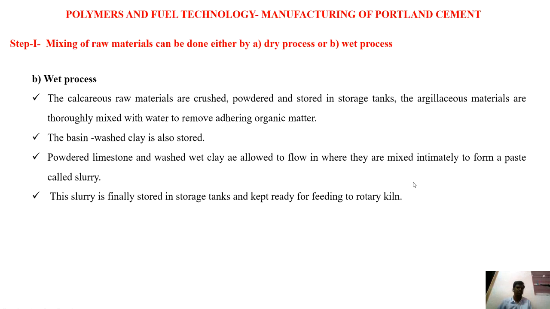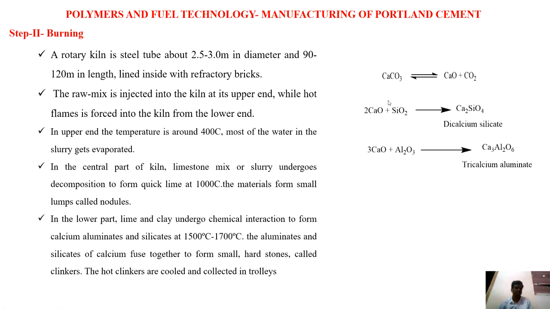Next, the wet process. In this wet process, limestone as well as clay materials are crushed first, then the limestone is added to wet clay, and they form a paste which is called slurry. That slurry is stored in basins, ready to feed into the rotary kiln. So now the second step is burning.